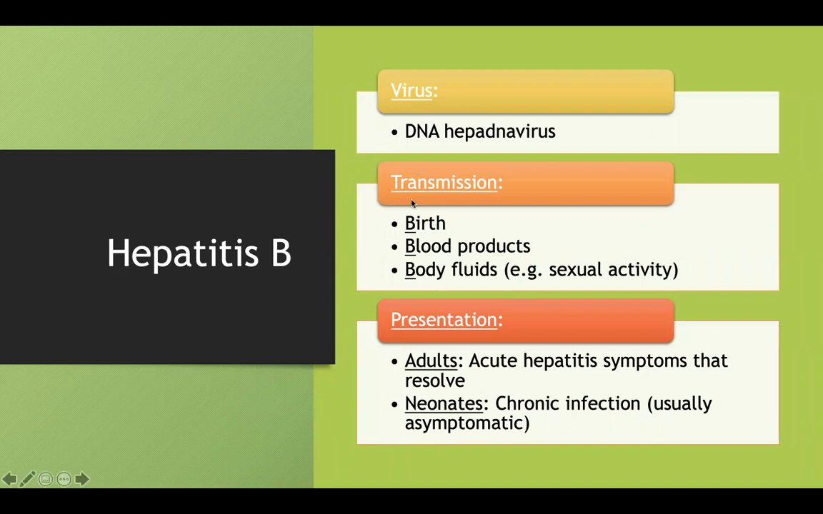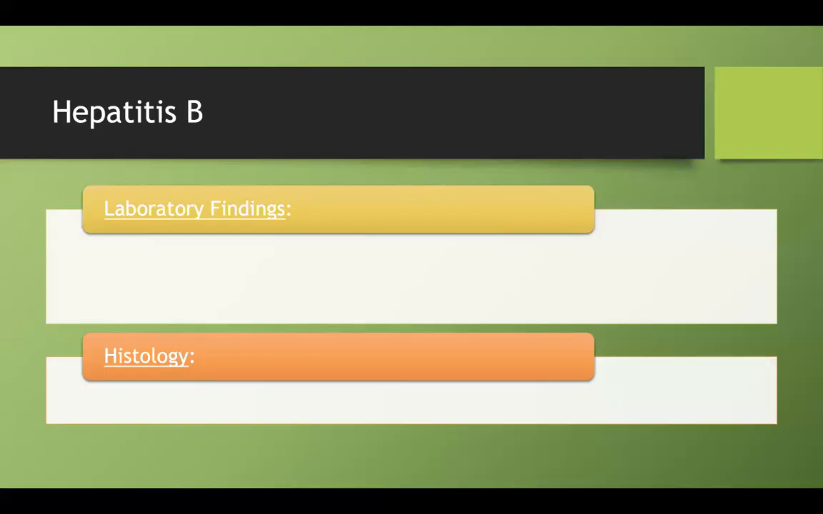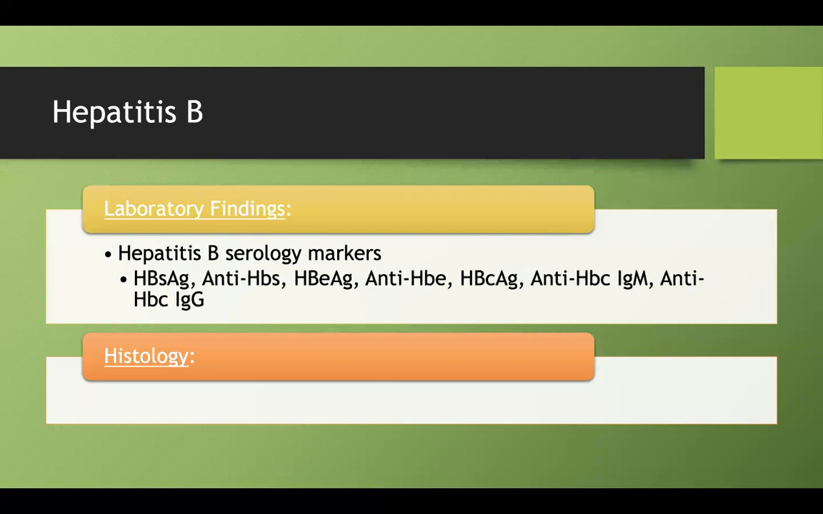And as you can see here, one of the risk factors for hepatitis B is birth. So you can transmit this from mother to child, and that's why we check for hepatitis B as part of the prenatal screening, and we make sure to vaccinate early if we can. On laboratory findings, you're going to find classic hepatitis B serology markers, and I list some here.